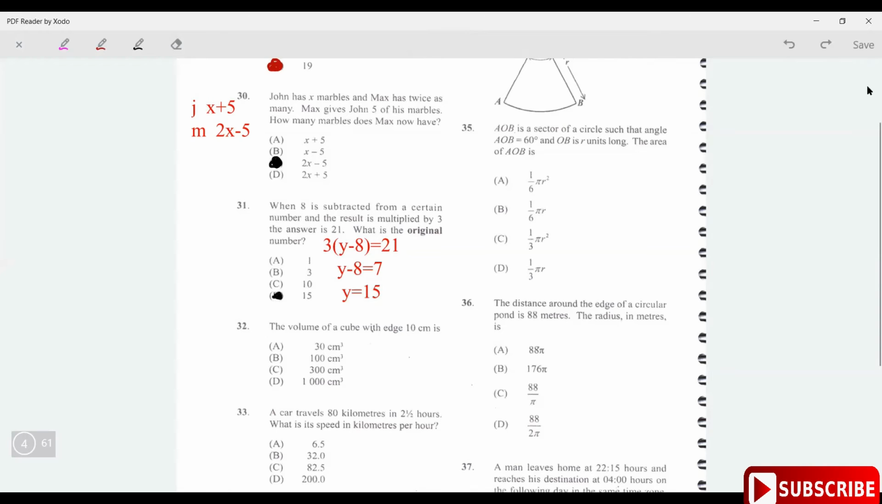Easy question. It says, find the volume of a cube with edge 10 centimeter. Now, volume of a cube is length cubed. So we need to work out what is 10 cubed.